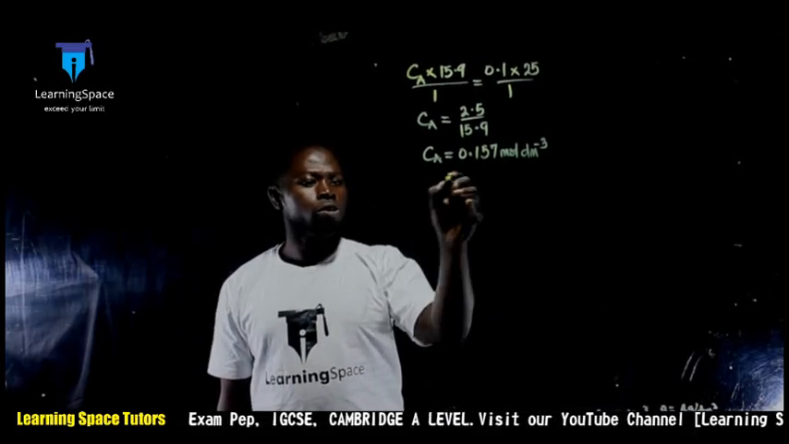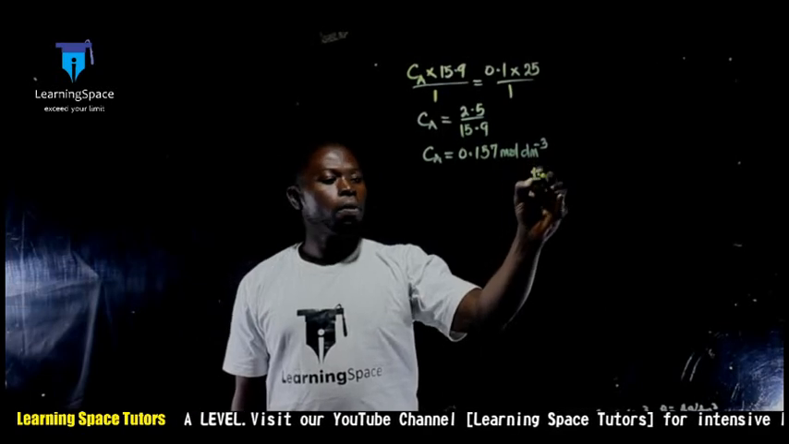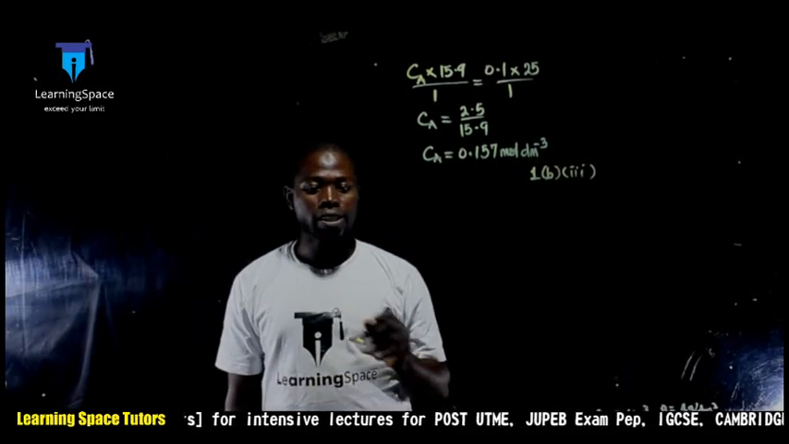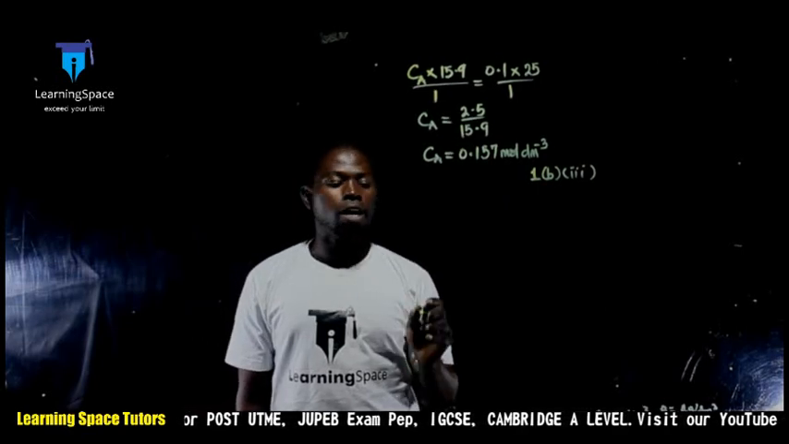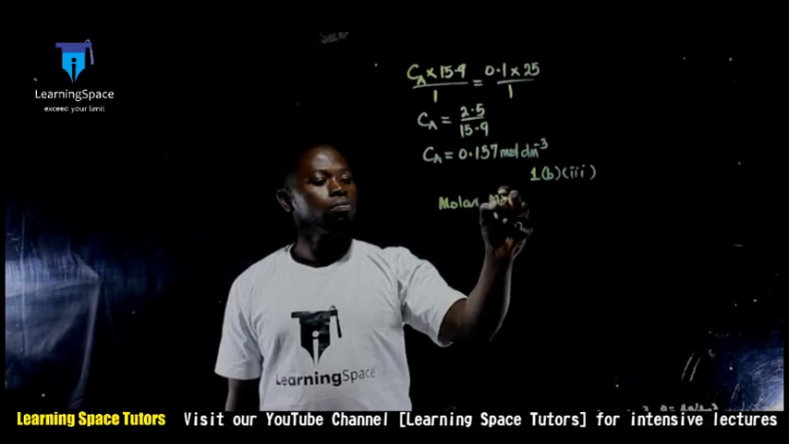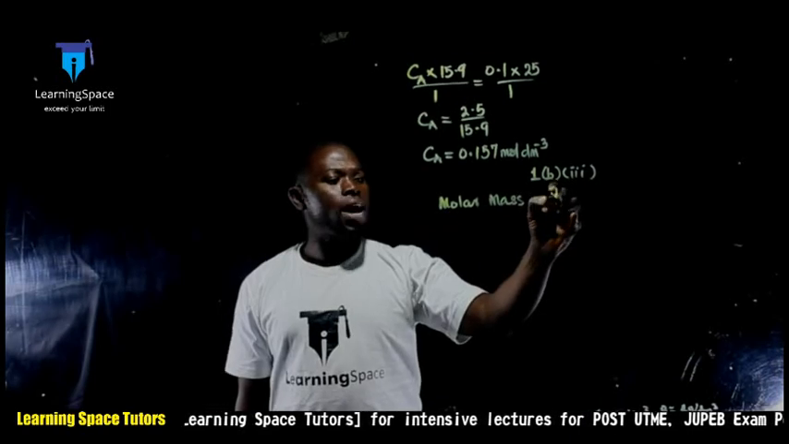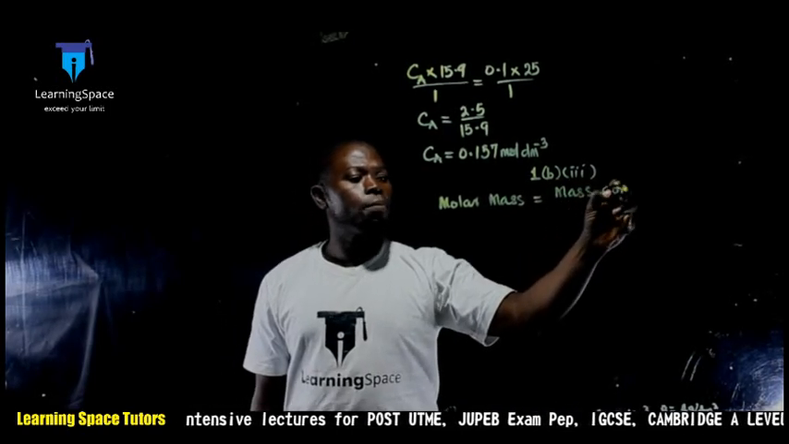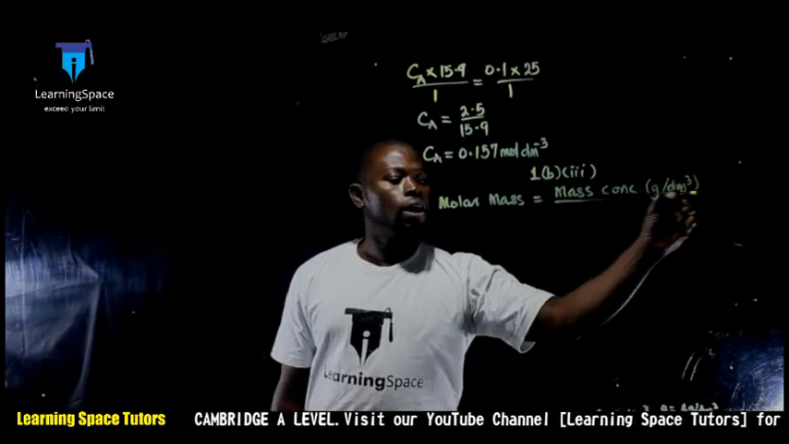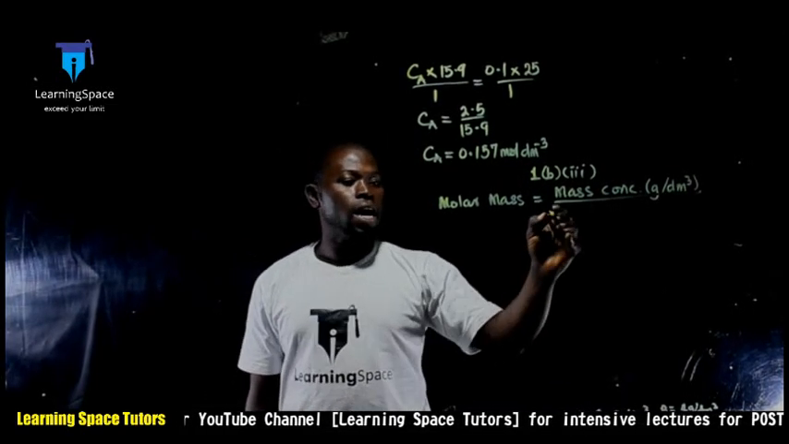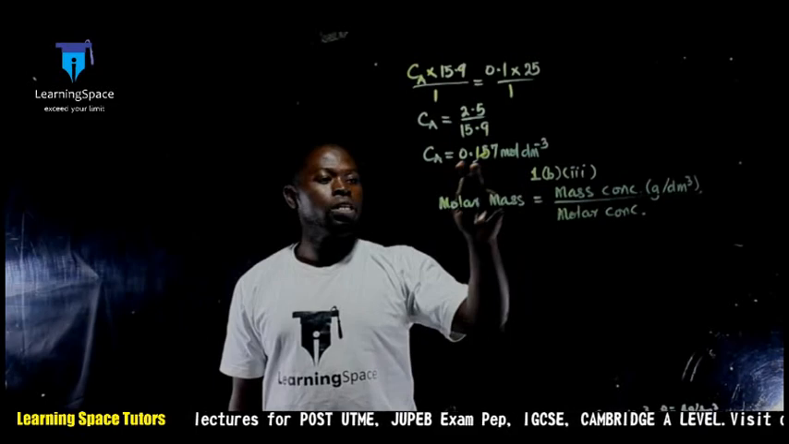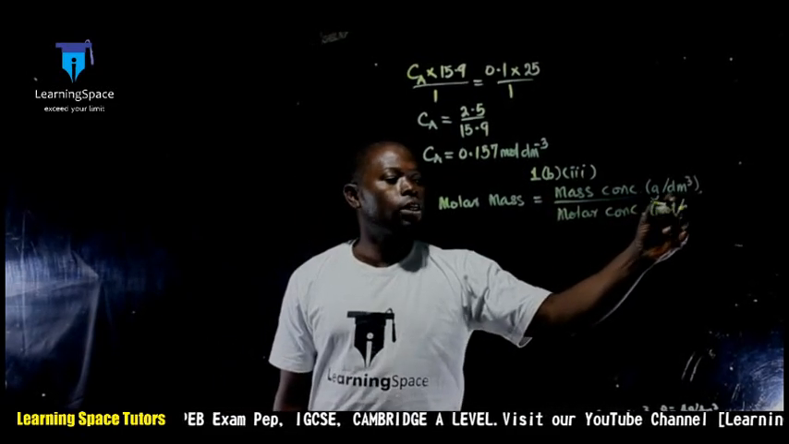Now, the third question, which is question 1BIII, states that you should look for the molar mass of the acid HX. Now, the formula for molar mass equals mass concentration in gram per dm cube, and remember, we have been given that in the question as 9.89, divided by the molar concentration, which is what we just obtained here, that's the concentration in mole per dm cube.